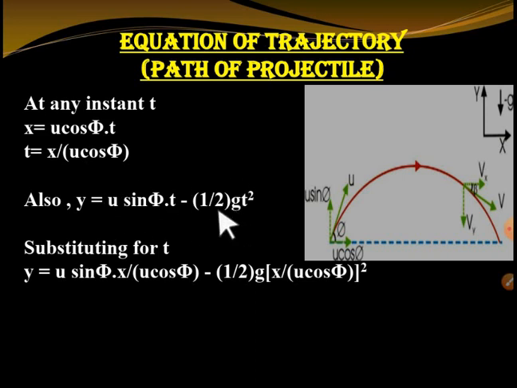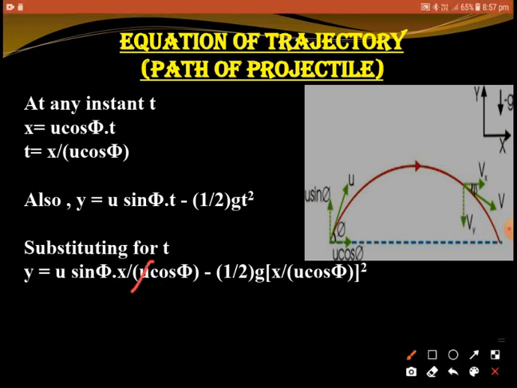Okay, in that relation, if you substitute the value of t from this, that means your t can be replaced here, then you will get an equation like this. So what is this equation? Now if you cancel this u and u, then it will be like this.